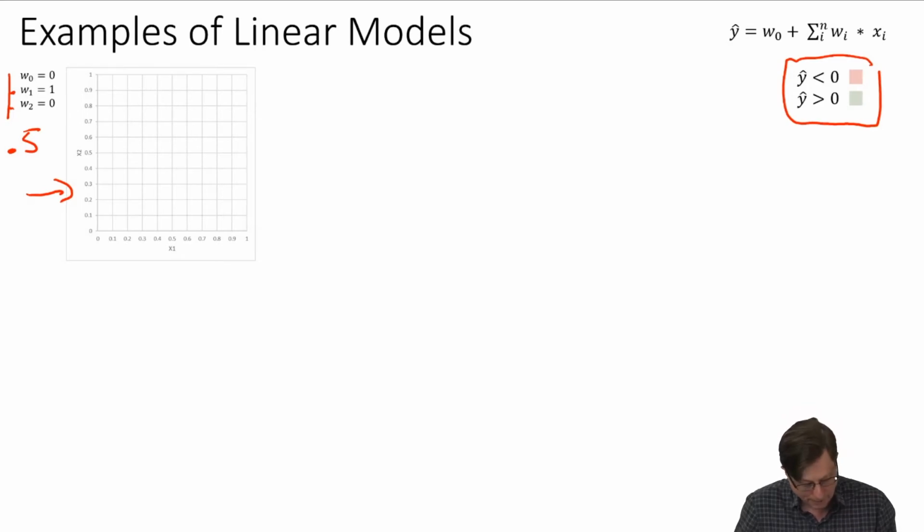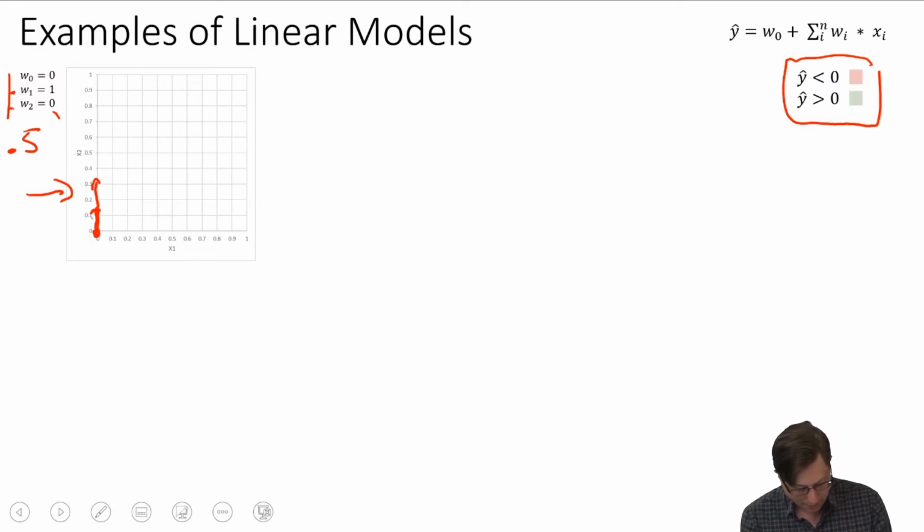So think about this. The bias is 0, so we're starting at 0, and as x2 increases, we're multiplying it by 0. So as x2 increases, it doesn't change the output of the linear model at all. So along this line, the output of the linear model would be 0. And it's right on the threshold, so you wouldn't exactly know which way to predict.